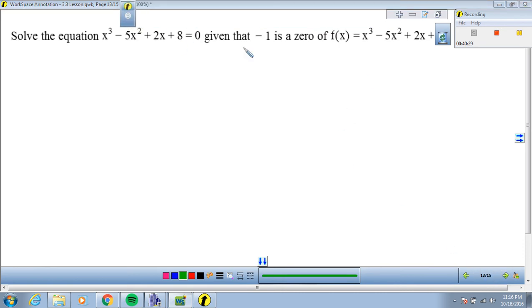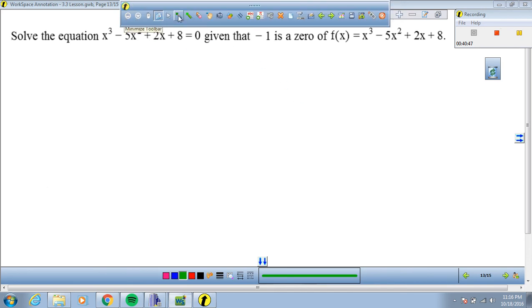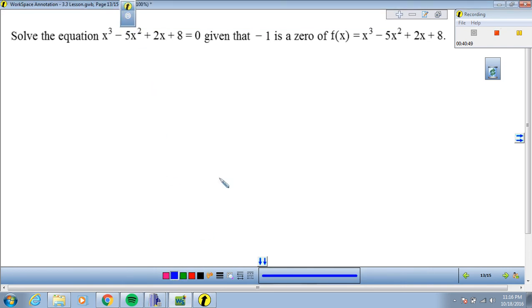So here we have, solve the equation x to the third minus 5x squared plus 2x plus 8 equals 0, given that negative 1 is a 0 of f of x equals x to the third minus 5x squared plus 2x plus 8. So, let's see. Okay, solve this, right? Solve for what? Well, probably for x. We're always solving for the variable, right? Given what? Well, the given to me to start the process of solving for x, it's this number. See what it says. Given that negative 1 is a 0.